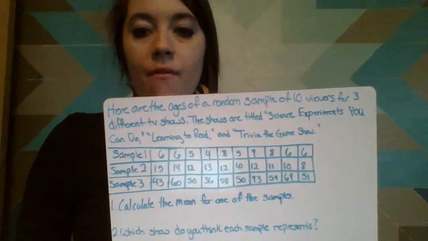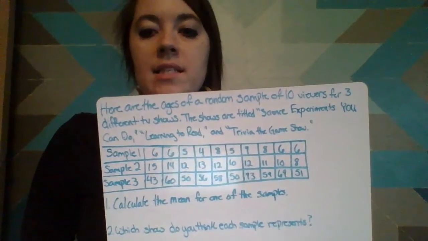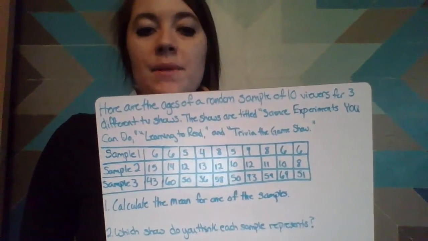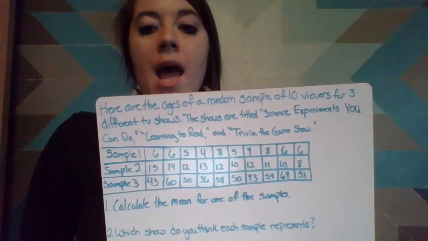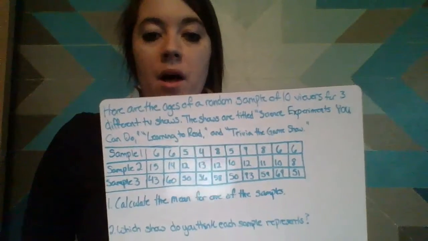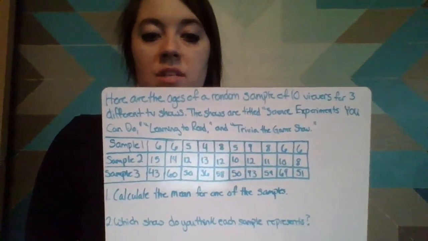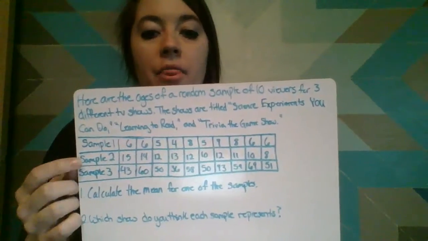Here are the ages in years of a random sample of 10 viewers for 3 different TV shows. The shows are titled Science Experiments You Can Do, Learning to Read, and Trivia the Game Show. So we've got all our different ages: sample 1, 6, 6, 5, 4, and so on, for samples 1, 2, and 3.